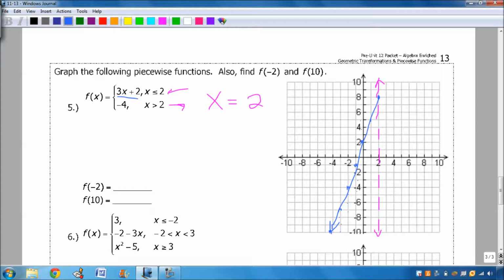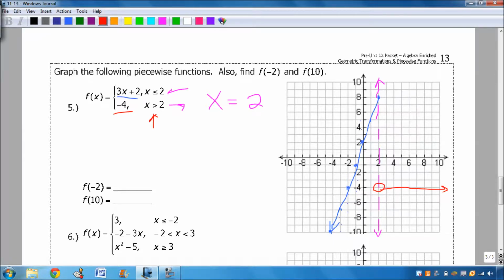And then your second graph is f of x equals negative 4. This is another linear function, but it's just a horizontal line. It has a constant slope of 0, okay? So this means that I'm going to start it at negative 4, and then I'm going to draw a horizontal line, and it's going to keep going on forever. However, it's not equal to 2, so I'm going to put an open circle on the 2, okay?